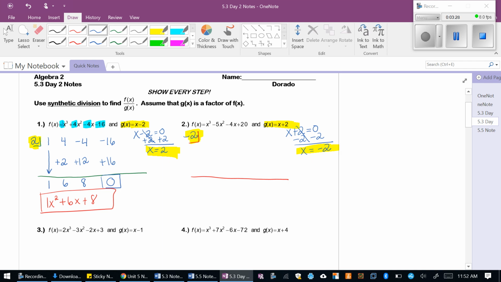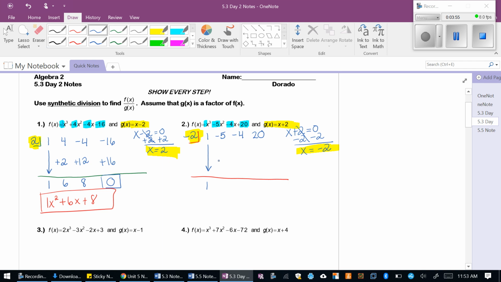Then we need to write down the coefficients of all the terms. We're going to look at 1, -5, -4, and 20, and rewrite those. So 1, -5, -4, 20. The next step is to drop down that first term. And then we're going to start to multiply and add.